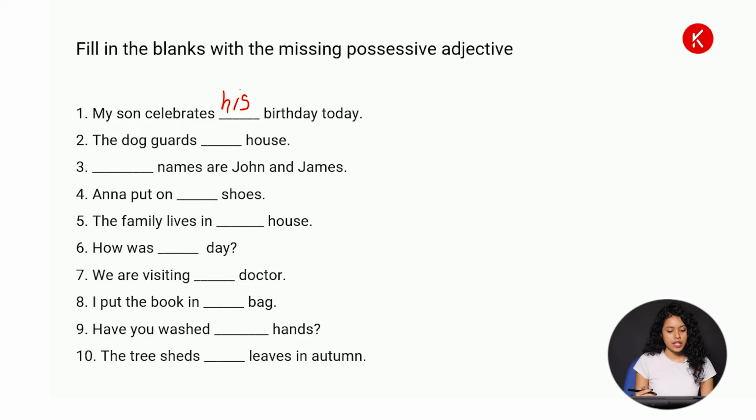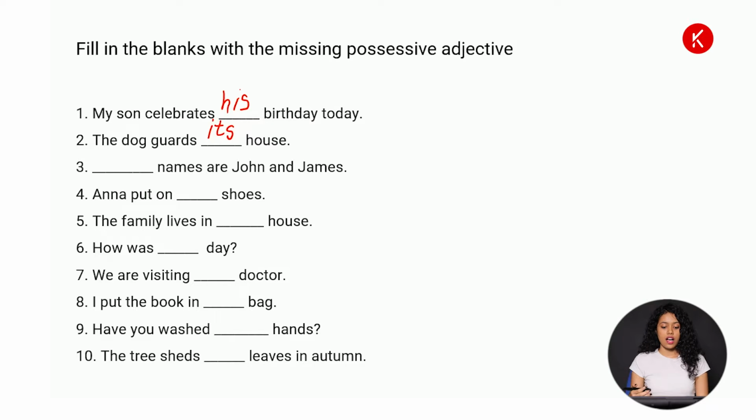Next one. The dog guards blank house. The dog. Now you don't know the gender of the dog, and we've learned that you use its when it's a plant, an animal, or a non-living thing. So it would be the dog guards its house.